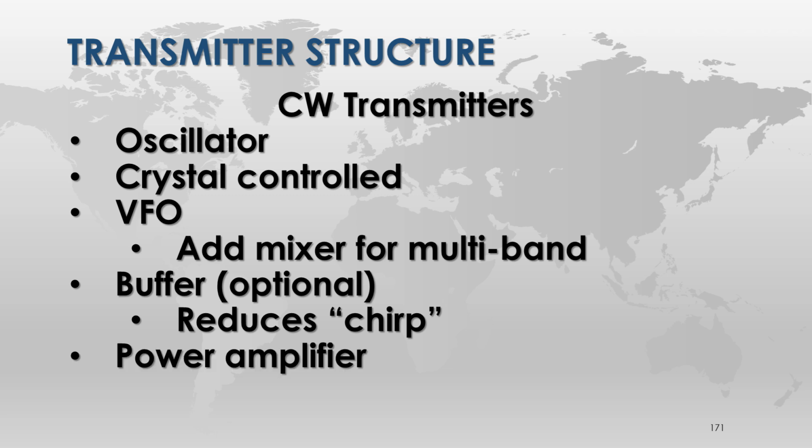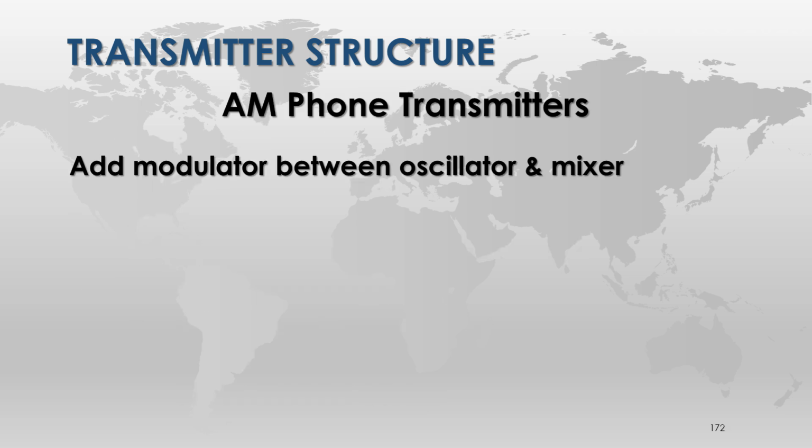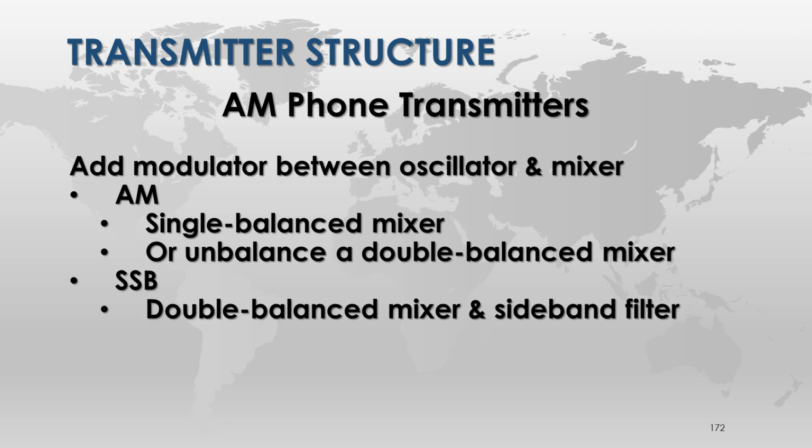Power amplifier. You've got to have something telling it to turn the power on, and nonlinear is okay on a CW transmitter. AM phone transmitters have a modulator between the oscillator and the mixer. AM, single sideband: a mixer, single balanced mixer, or an unbalanced or double balanced mixer. Don't stress out. Single sideband is a double balanced mixer and a sideband filter.